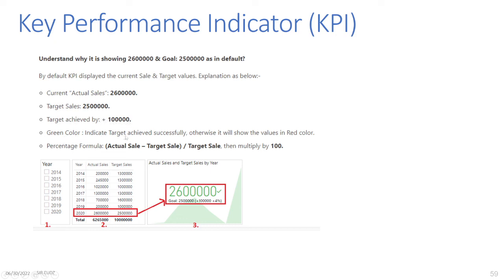Green color indicates the target is achieved successfully. That's why it's green. Otherwise, it will show the value in red color. Percentage formula: actual sales minus target sales divided by target sales. So that's 4%, then multiply by 100.